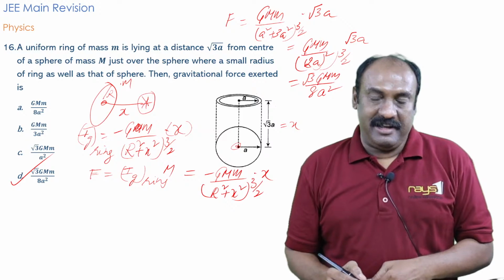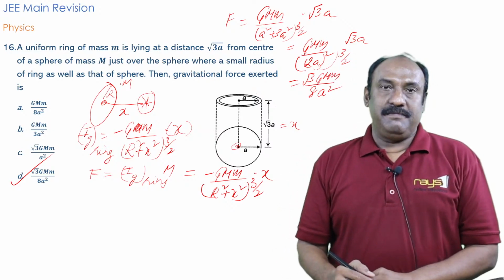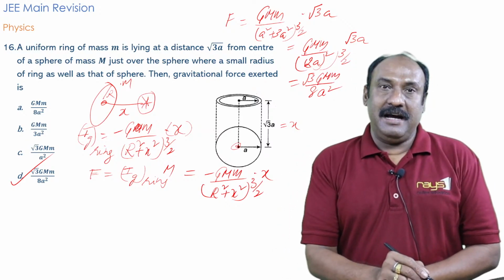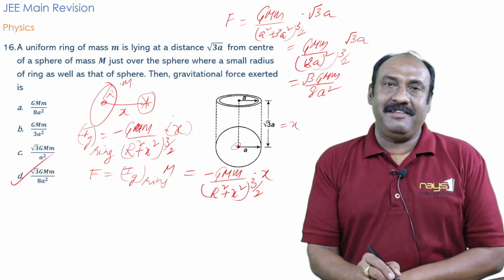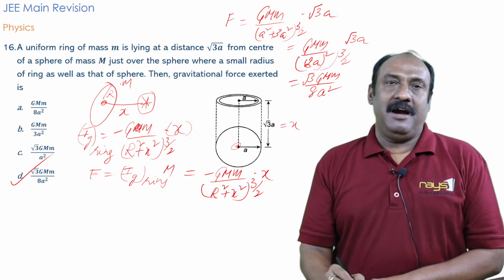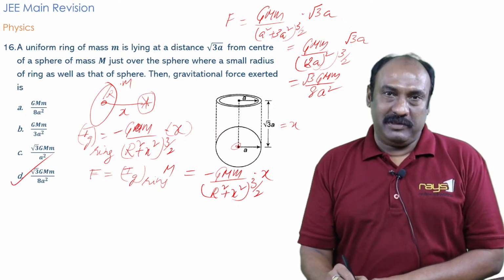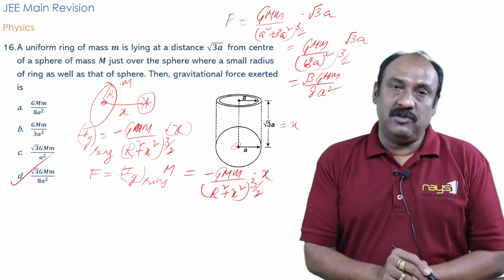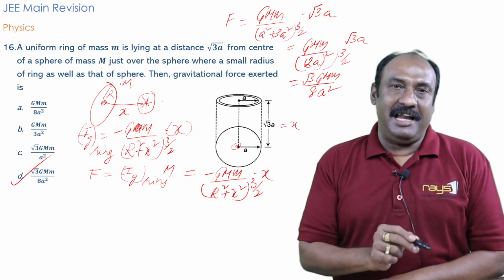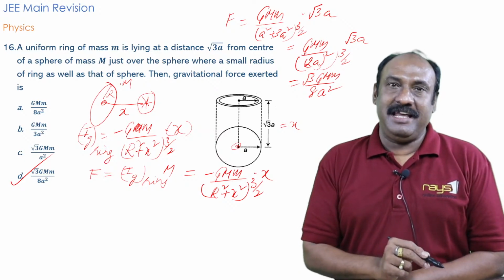What I followed here is simply this: for a circular ring, at a distance on its axis, the gravitational intensity is Gm by (r square plus x square) whole to the power 3 by 2 into x, where x is the distance from the center of the ring to the point where the intensity is to be calculated, r is the radius of the ring, and m is the mass.